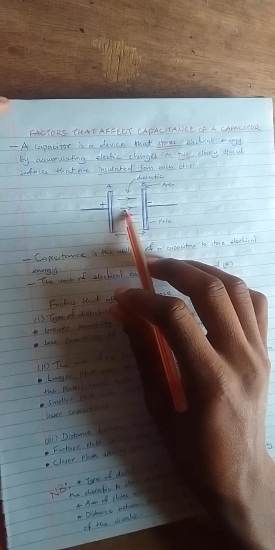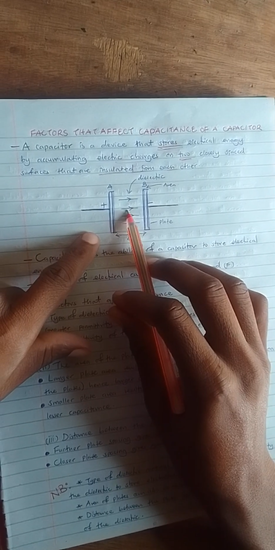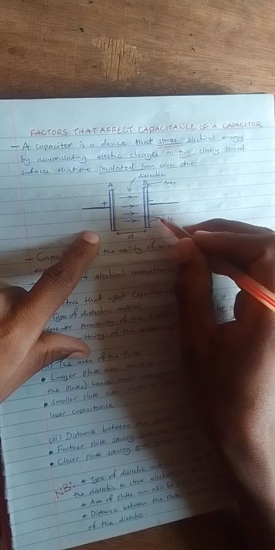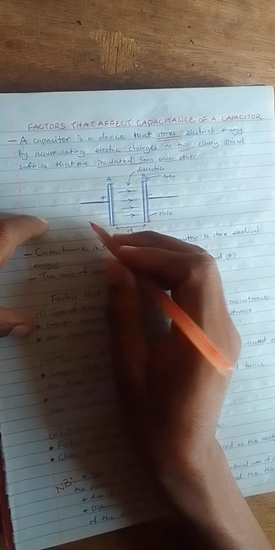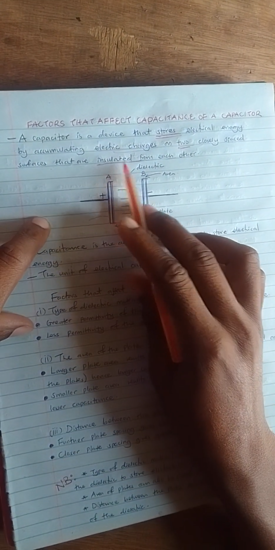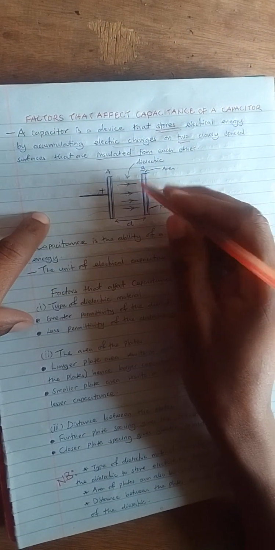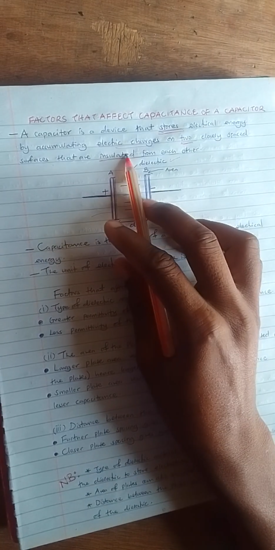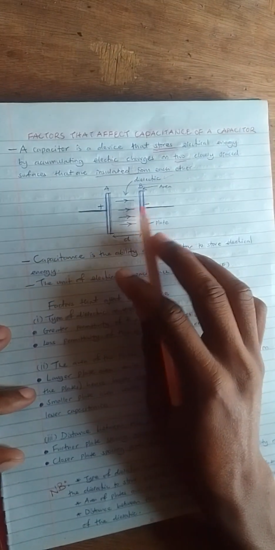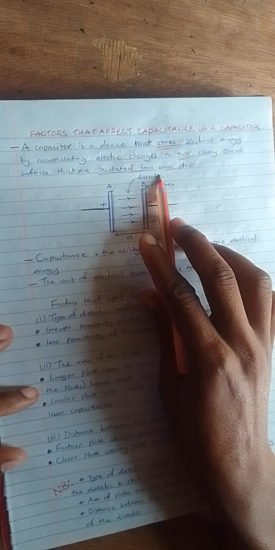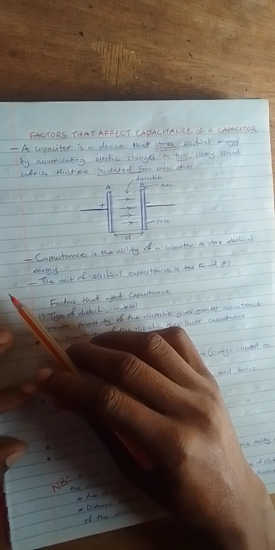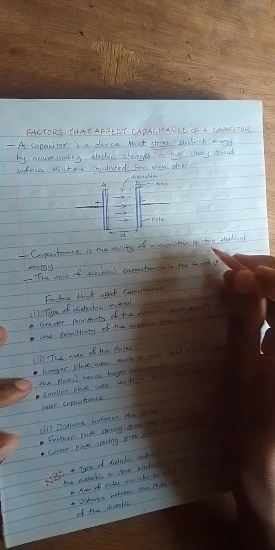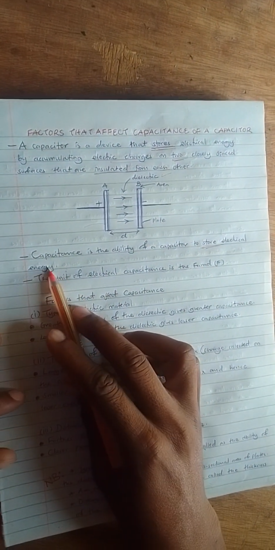So here is the symbol of a capacitor, which has two closely spaced surfaces. This is the first plate, and the other plate is here. They are insulated from each other. The space here we call a dielectric, which is an insulator. This is the part that separates the two plates, and it is called a dielectric, and it is an insulator.